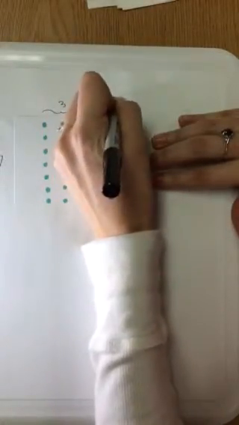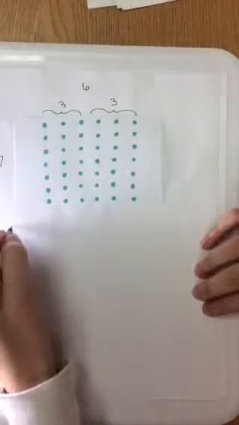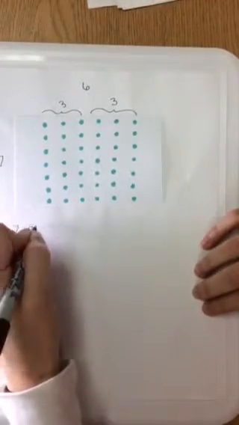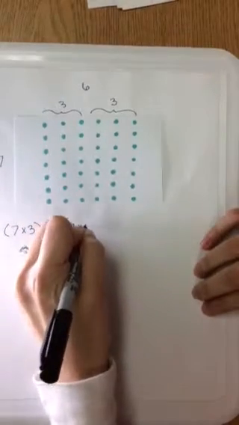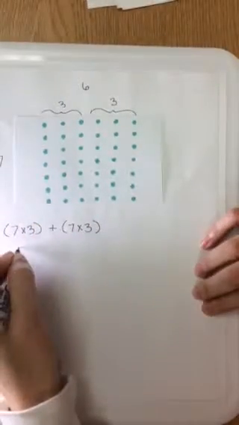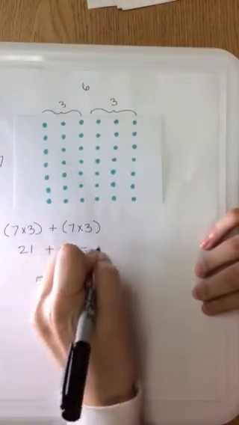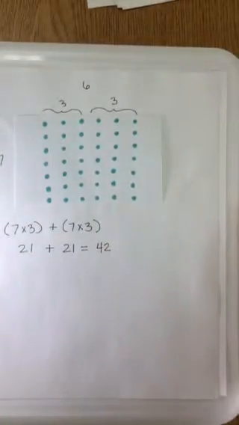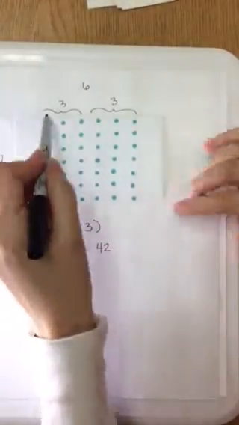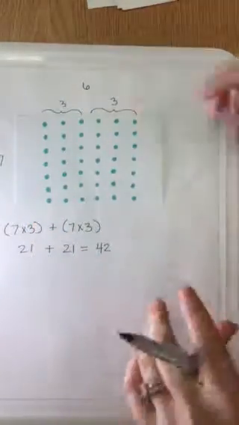and 3. And so instead of doing the 7 times 6, we're doing the 7 times 3 plus 7 times 3, which is 21 plus 21, which equals 42, which from the array can be seen there are also 42 dots there all together, or 21 here and 21 here.